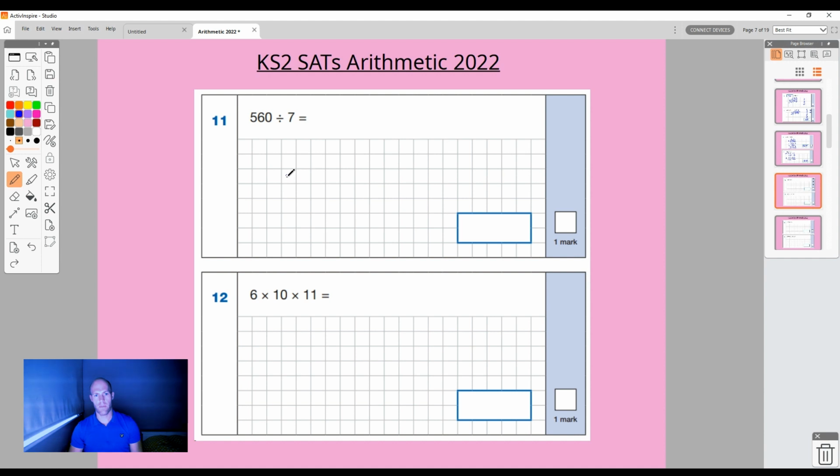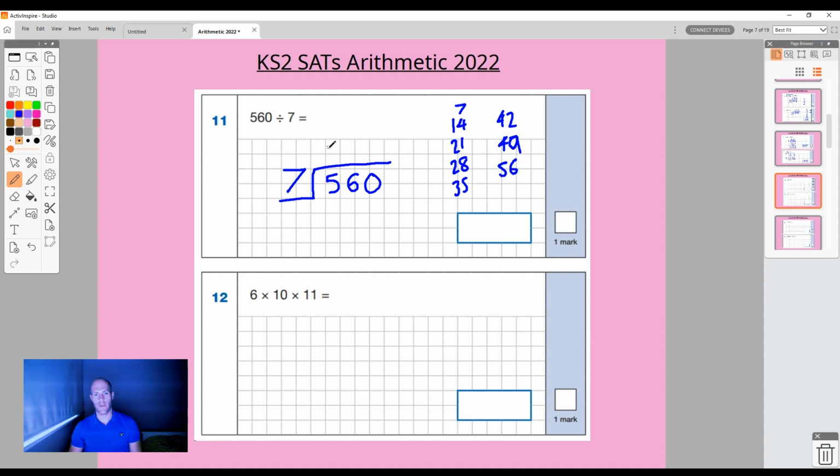560 divided by 7. Quick division. 7. Bus stop. I'm going to need our toolkit for this one. 7, 14, 21, 28, 35, 42, 49, sorry, almost lost it. 49, 56. There we go.